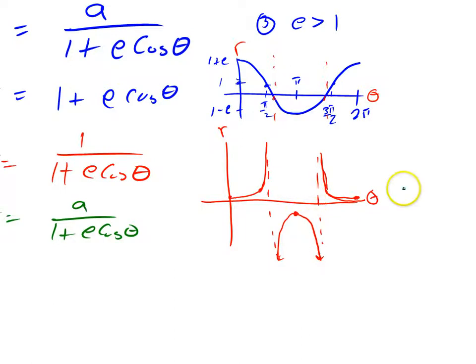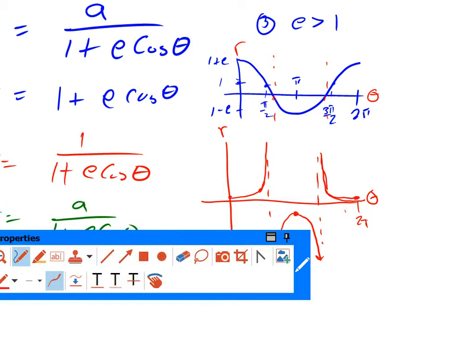And then this would all repeat itself. This is just from 0 to 2 pi here. And then the whole thing would repeat itself, of course. Multiplying by a just scales things up. Let me do this in green like I've been doing.